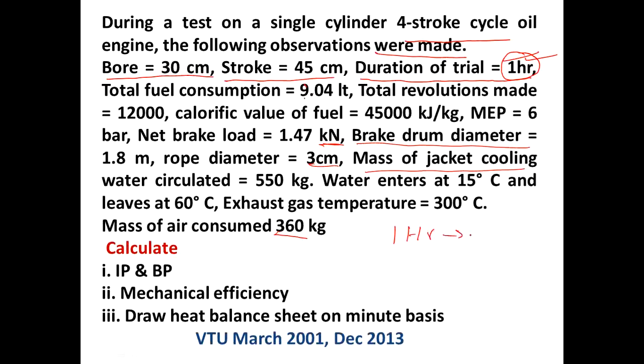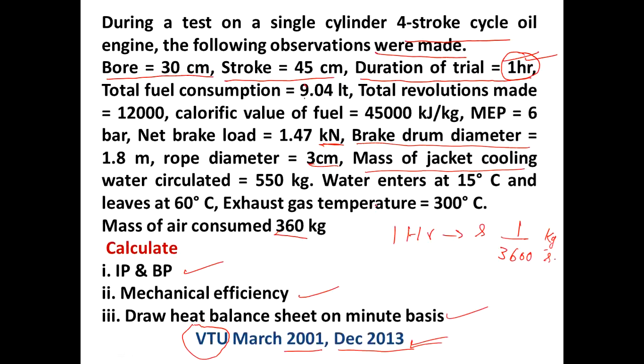You have to convert that into seconds: whatever you get, divide by 3600, then it will be converted into kg per second, liters per second. You want to calculate indicated power, mechanical efficiency, and draw the heat balance sheet. This problem was asked in VTU 2001 and December 2013. Twice this problem was asked in the VTU examination, that's why we are solving it. Once you understand this kind of problem, the remaining things are very easy to understand.